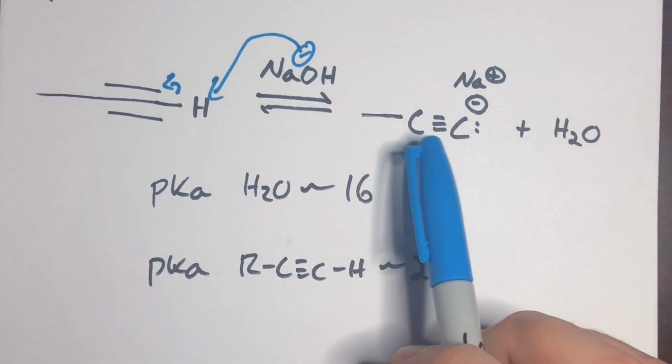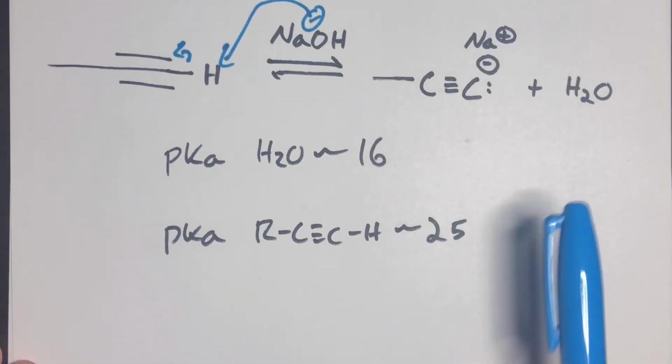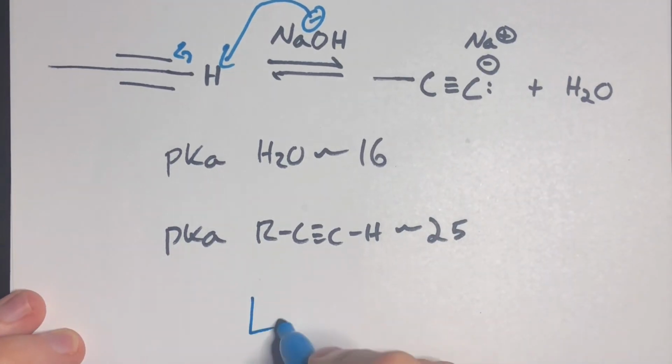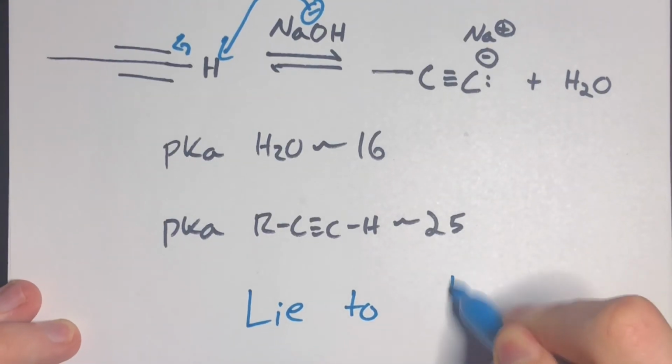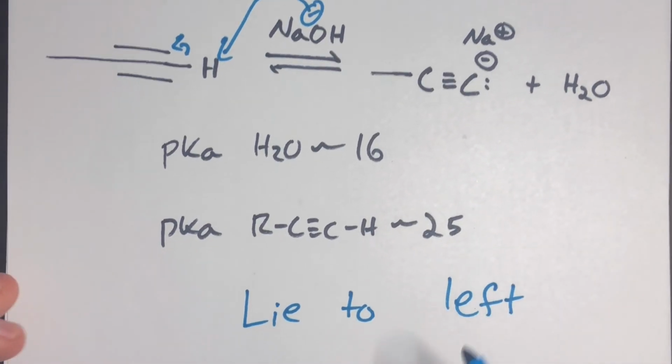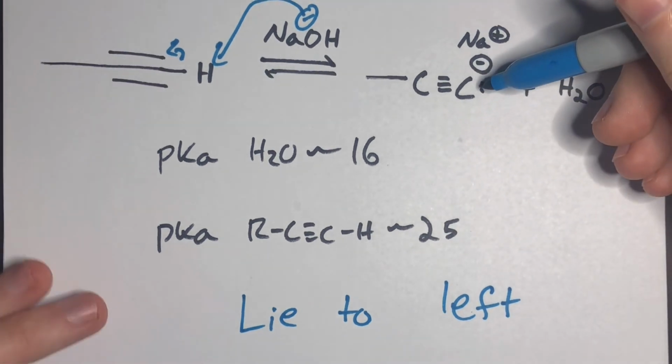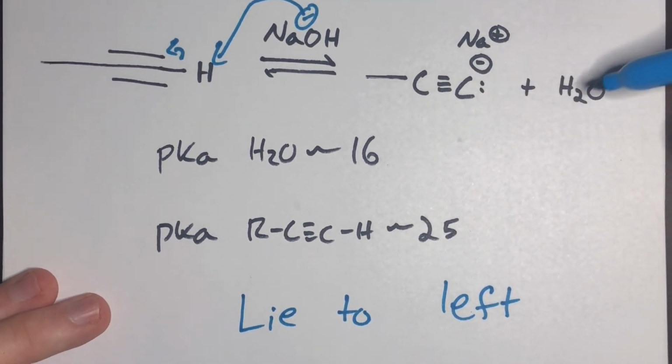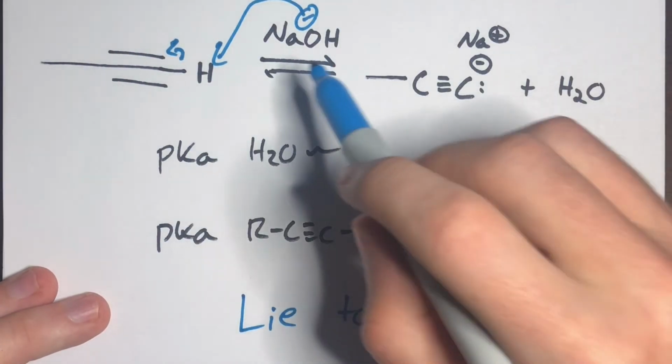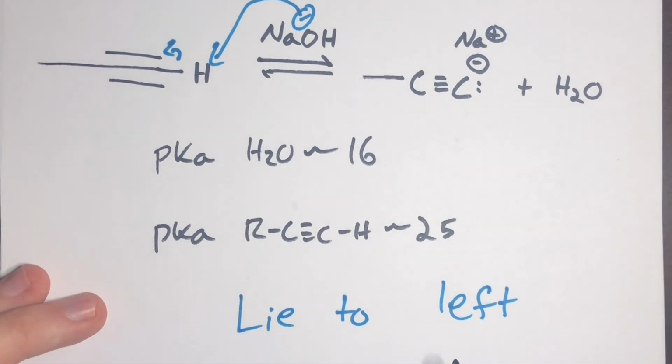So this equilibrium is actually going to lie to the left, or the reverse direction as written, because this is a stronger base, so it will actually remove the proton from water and reform sodium hydroxide and the alkyne.